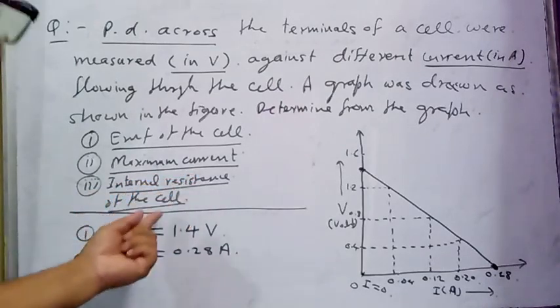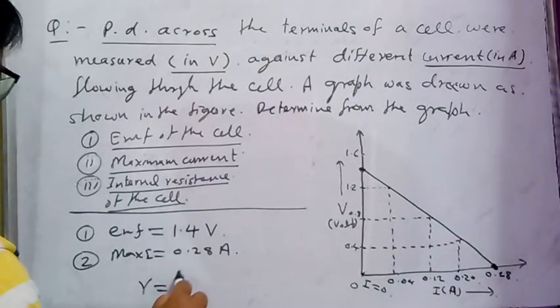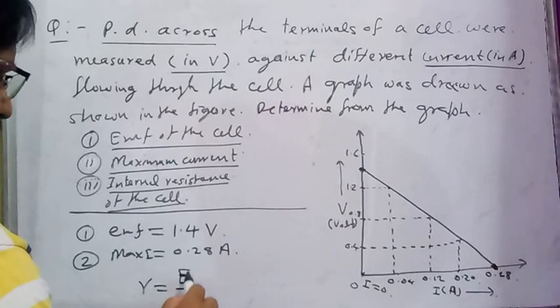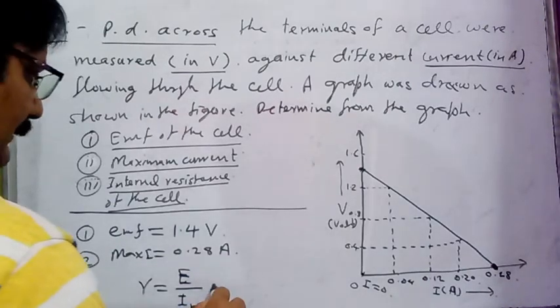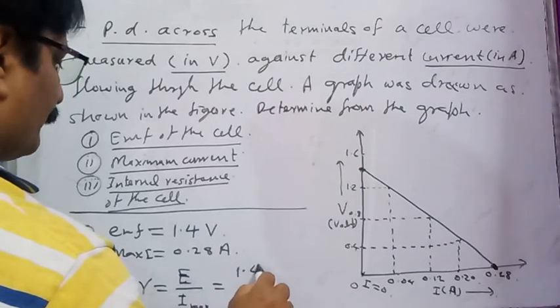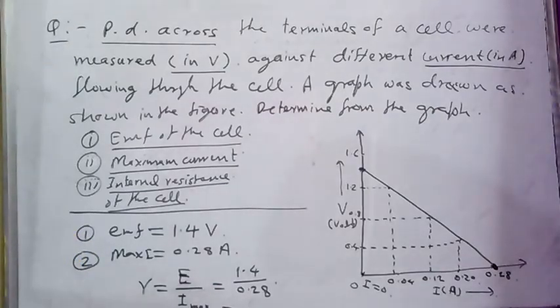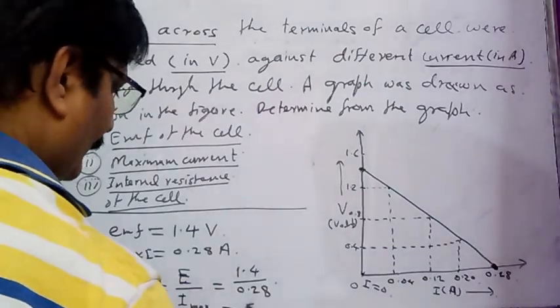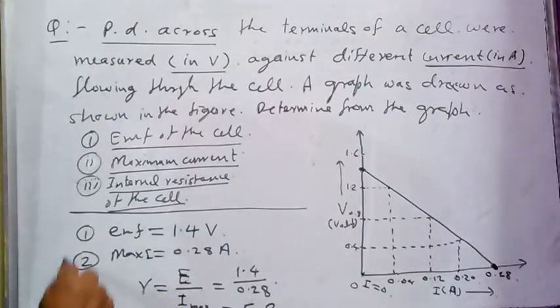Then what can be the internal resistance of the cell? As I told previously, the internal resistance of the cell r is equal to EMF, the negative of the slope, or you can say EMF divided by the maximum current across the cell. So the internal resistance is going to be 1.4 divided by 0.28, and its value is calculated as 5 ohm. This is answer number 3 of this question. Answer 1, answer 2 and answer 3.